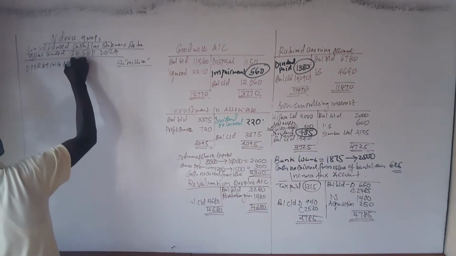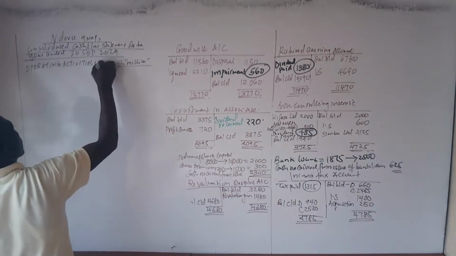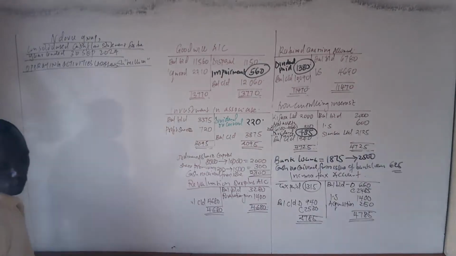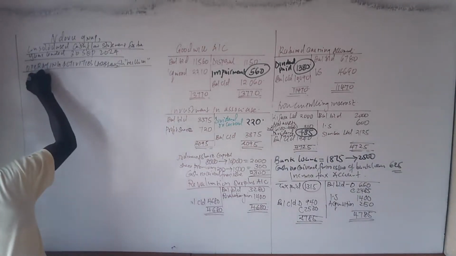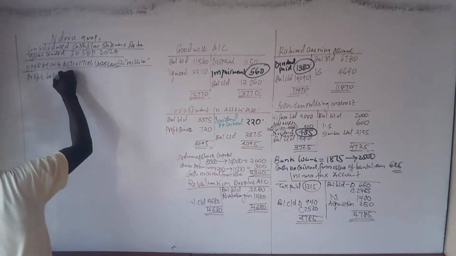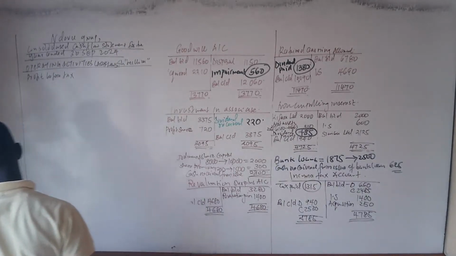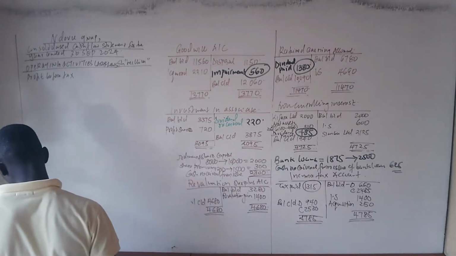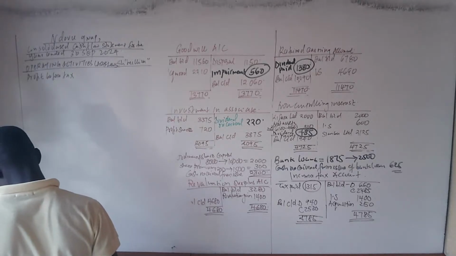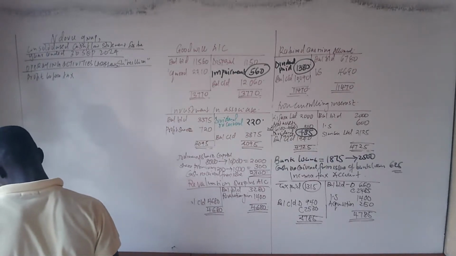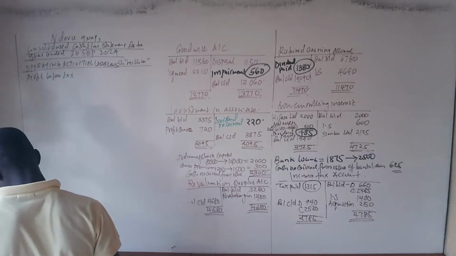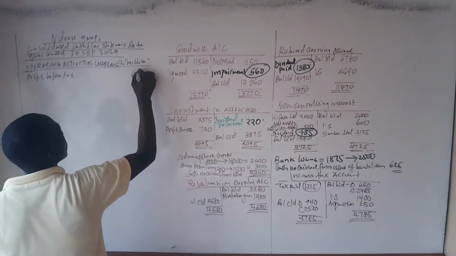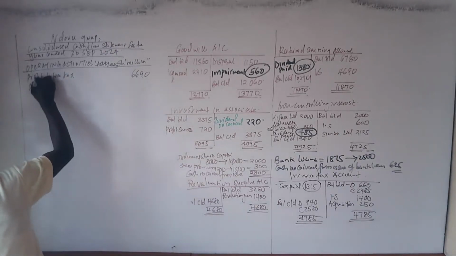Operating activities cash flows. Give me the information which is available. Profit before tax, and sometimes it can be a loss. Profit before tax of how much? 6690. Then we have adjustments.